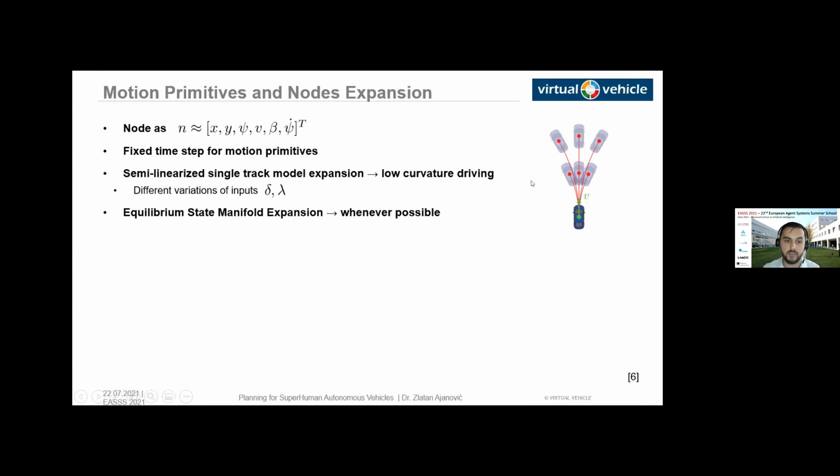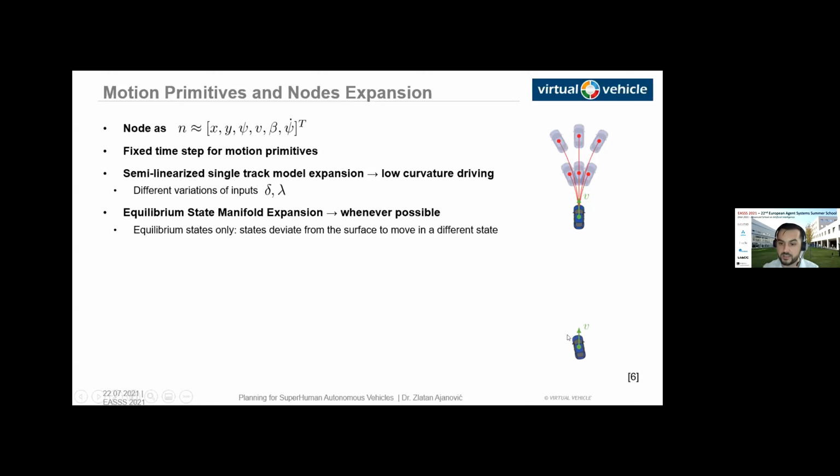And for the equilibrium state manifold, we also do expansion whenever possible. For both of the cases, we do it whenever possible based on the map which we saw before. So the previous map actually tells which one is possible to do. And in this case, we do just equilibrium states, and we deviate a bit from the surface, and you will see later.